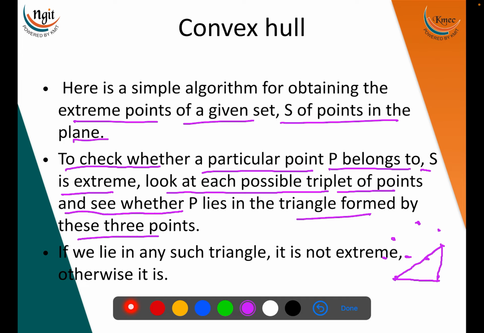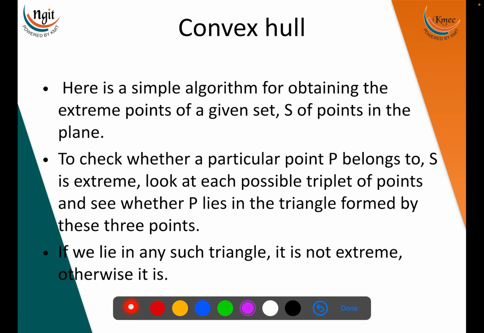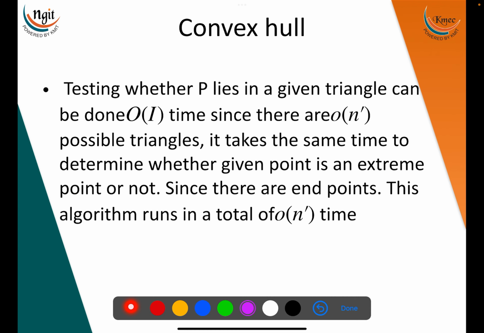So now look at this. I am not going to take this point, I am just going to take this point, whereas I can make a triangle. So this one point is outside of the convex hull, right? Now this is what the basic algorithm is, to consider which vertex to be part of your convex hull and which are not. And testing whether P lies in a given triangle can be done in big O of one time.